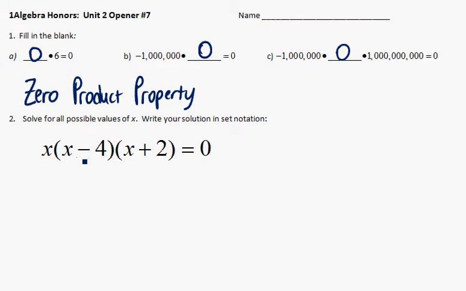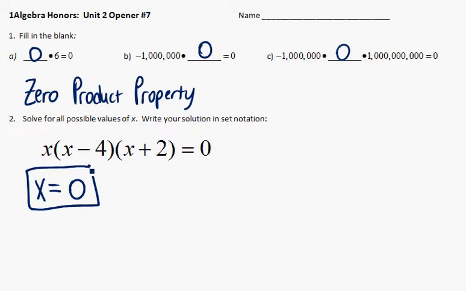I have 3 factors that I'm multiplying together to get a result of 0. Well, I know that if I want to get a result of 0, at least one of those factors must equal 0. So that's what I can use to solve this equation. I'm going to take my first factor, x, and say, what would x have to equal if x were 0? Well, that's already solved for us.